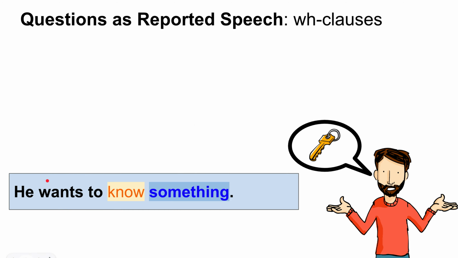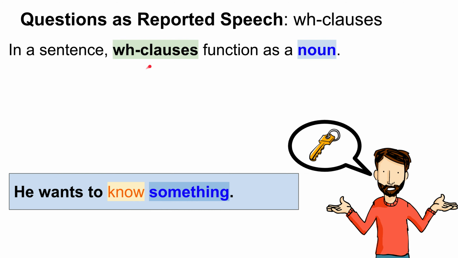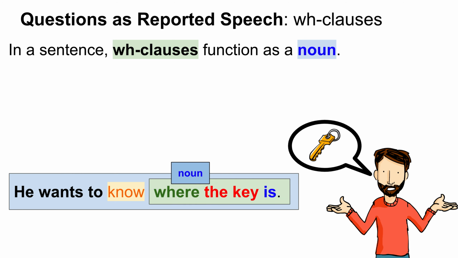So let's look at this sentence right here. He wants to know something. Okay, in a sentence, WH clauses function as a noun. What is a noun in this sentence? Well, he and something. Something is our noun. If I replace the noun something with a WH noun clause, such as where the key is, you can see how a WH clause functions as a noun. He wants to know where the key is.